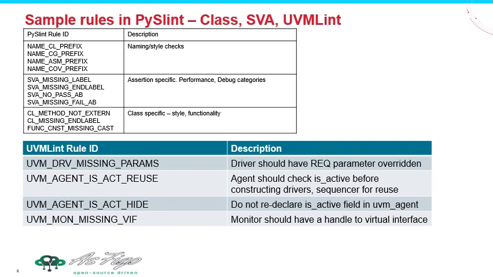Similarly, you don't want to be hiding the is_active. It's already declared in the UVM agent. You better use it. A monitor missing a VIF, for example, a virtual interface, is something that can be found right away.